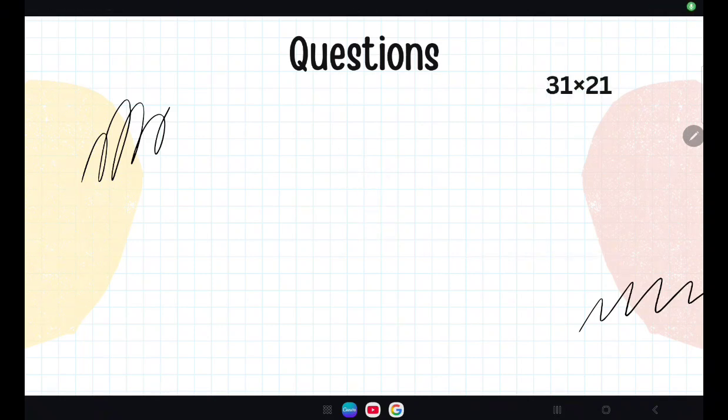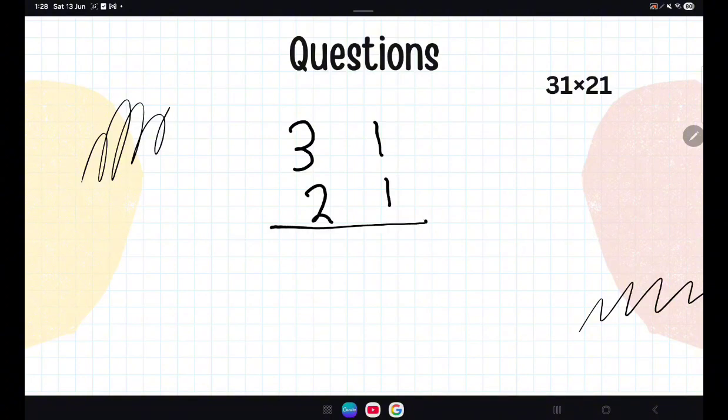Our new question, 31 times by 21. Now I think that our last example was a little bit too small, so I'm going to make this a little bit bigger for everyone to see this time. I think that it makes it a little bit easier to understand. So over here we have this ones. We're looking at the bottom ones. So 1 is our ones over here, and we want to times it by our ones at the top over here.